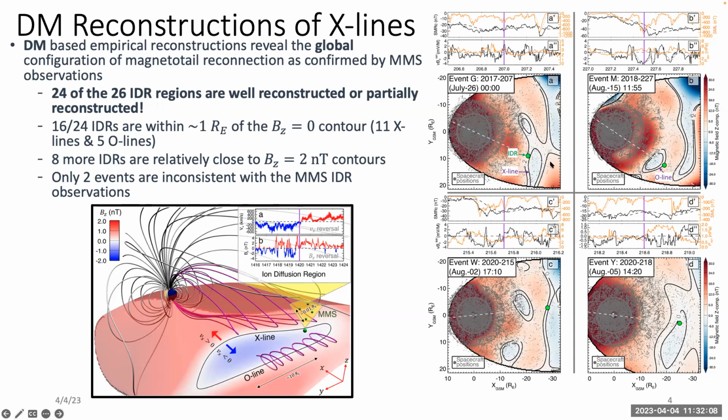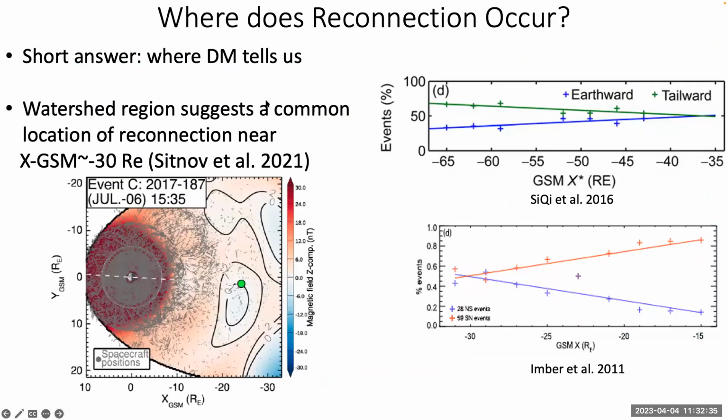You can see the green dot shows where the IDR was identified, and these contours of BZ equal to 0 correspond to X lines on the Earth side and O lines on the tail side. So this one's an O line, this one's an X line. The point is that we have good confidence that these data mining reconstructions can in fact identify X lines in the Earth's magnetotail. So where does reconnection occur? Well, the short answer is it's wherever data mining tells us.